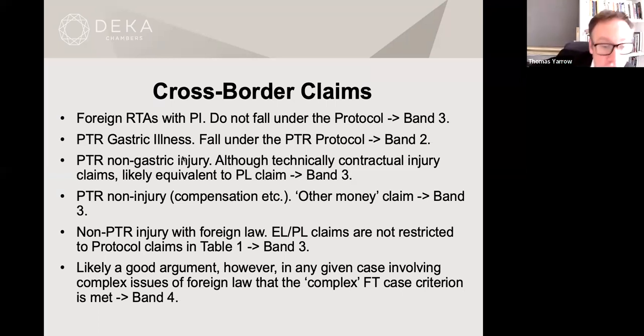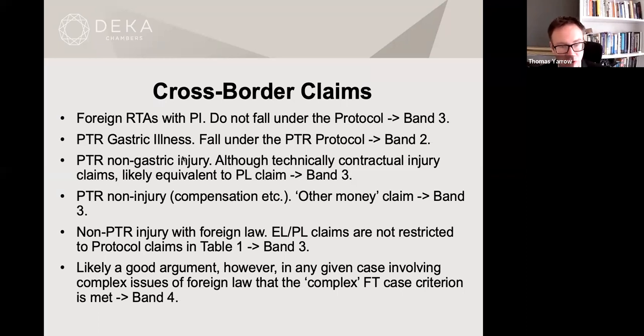Package travel regulations, non-injury cases. So these are your consumer compensation refunds, all manner of other arguments that you might have under the PTR that don't involve injuries. These would be other money claims. These would go into Band 3.